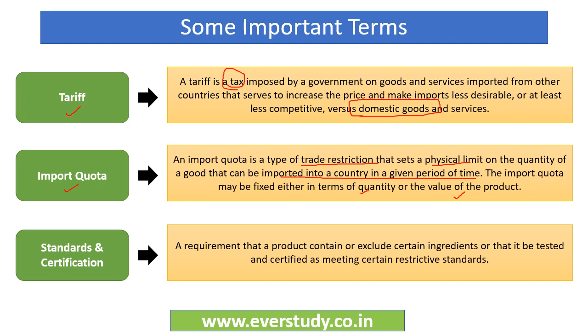Next is standards and certifications. These provide the requirements which are to be complied with by the products so that they can be tested and certified as meeting the respective standards. So these are the standards that the international marketeers have to comply with in order to make sure that their good is eligible for being marketed in another country. So these are the standards and certifications which have to be complied with.